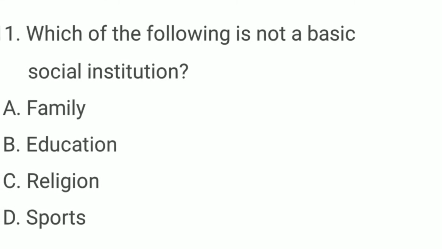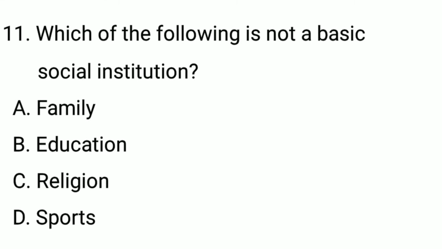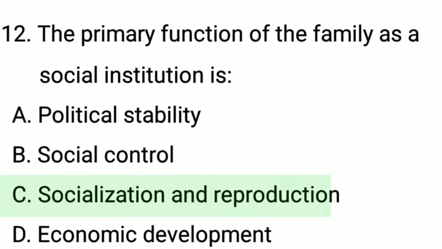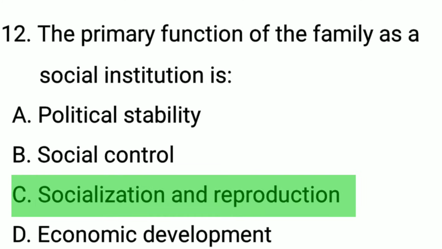Question number 11. Which of the following is not a basic social institution? The right option is option D, sports. Question number 12. The primary function of the family as a social institution is. The right option is option C, socialization and reproduction.